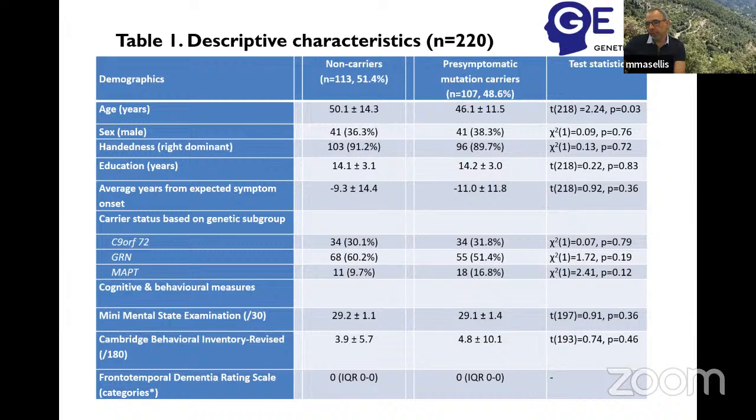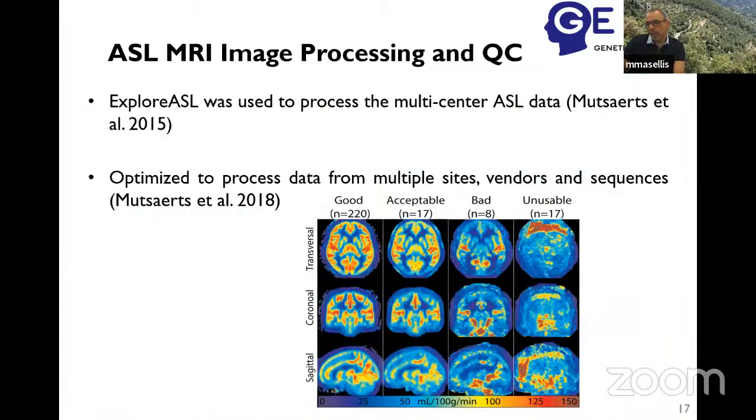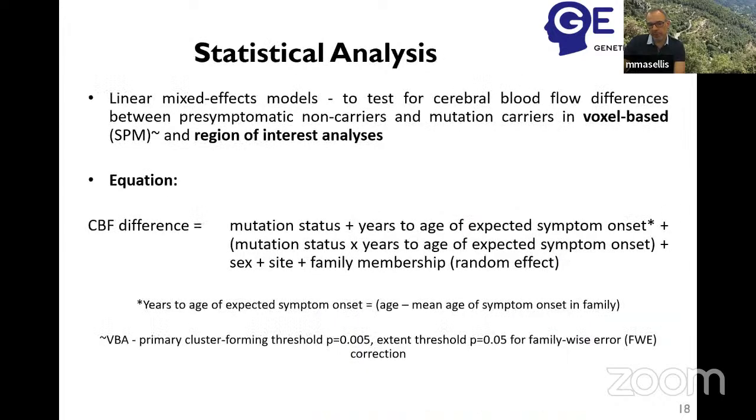So I'll show you the results and explain why this is relevant. There were no other differences in terms of the groups studied. We used a specialized image processing and QC protocol that was based on Explore ASL in order to quality control our scans and select the ones that were appropriate for inclusion in the study.